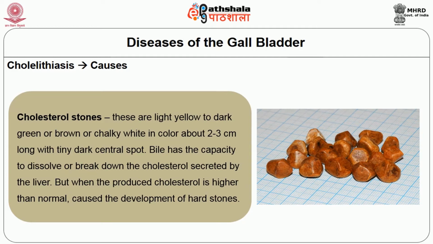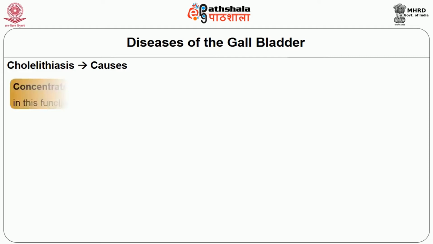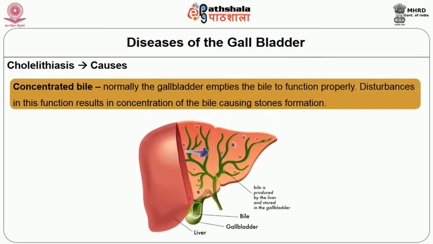Bile has the capacity to dissolve or break down the cholesterol secreted by the liver, but when the produced cholesterol is higher than normal, it causes the development of stones. Next, concentrated bile. Normally the gallbladder empties the bile to function properly. Disturbances in this function result in concentration of the bile, causing stone formation.